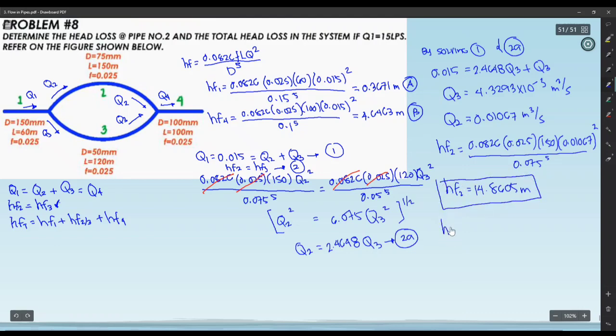And para ay pipe number 3, so that is simply equals lang sa ganun din. So 0.0826 multiplied by 0.025. So I think pare-pareho naman yung friction factor niya. And then multiply by the length of the pipe na 120 times yung flow rate kay pipe number 3. So ito, that is 4.3293 times 10 to the negative 3.